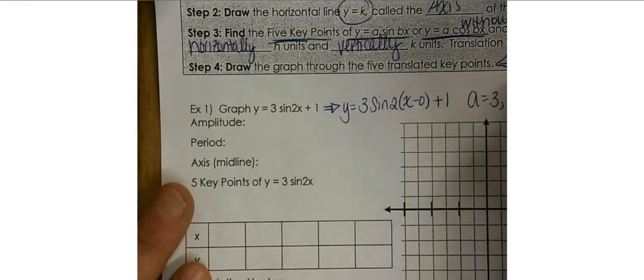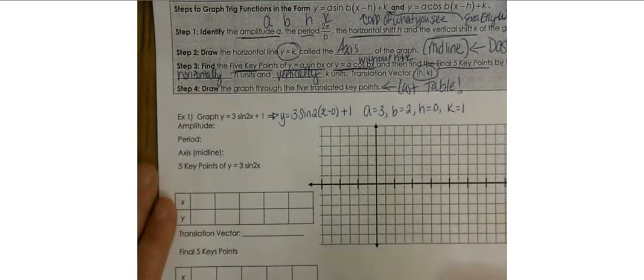So the first thing I'm going to do is rewrite this equation, because based on this equation, it's very difficult to see what your h value is. So I'm going to rewrite this problem as y equals 3 times the sine of 2 times x minus 0 plus 1. Now, plus 1 is not located inside of the parentheses, so that indicates that that's going to be my k value. So my a value is equal to 3, my b value is equal to 2, my h value is equal to 0, and my k value is equal to 1. So I'm going to identify all of those pieces of information from the very beginning: A, B, H, and K.